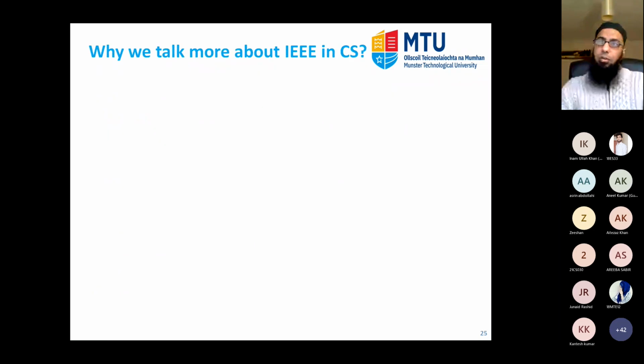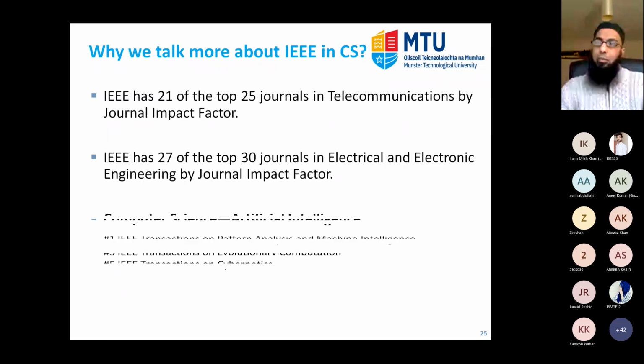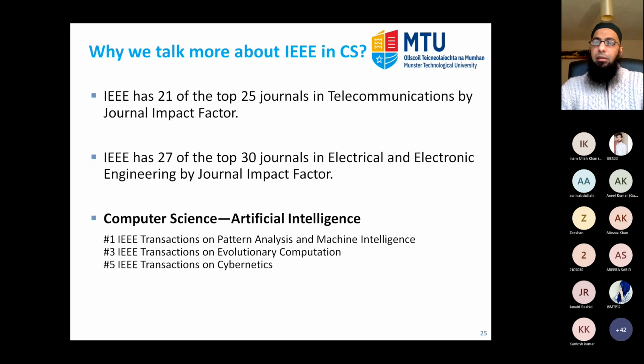Now, why is IEEE predominant, and why does everyone talk about IEEE in computer science? The reason is that IEEE has 21 of the top 25 journals in telecommunications by journal impact factor, and IEEE has 27 of the top 30 journals in electrical and electronic engineering by journal impact factor.